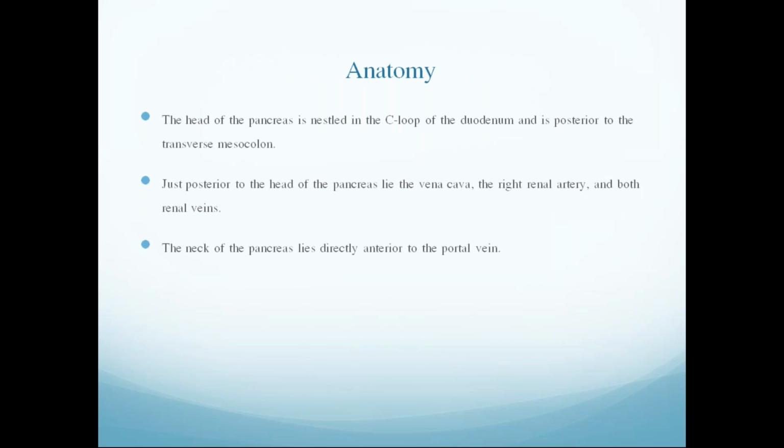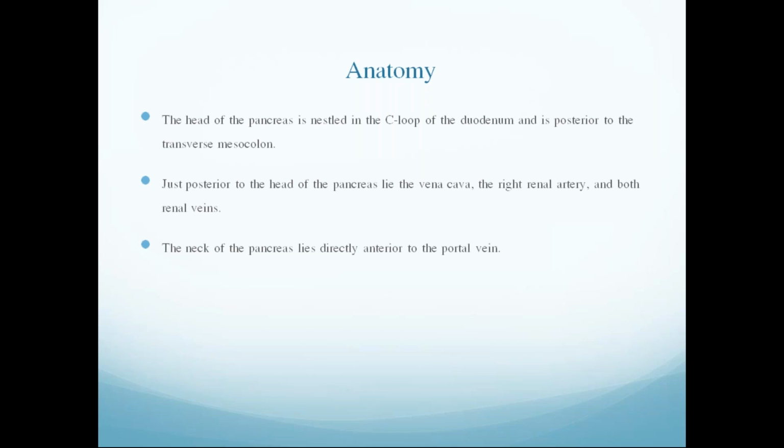Okay, so the head of the pancreas is present in the C loop of the duodenum. The duodenum curves from D1, D2, and D3, and it takes a C loop. In that C loop is situated the head of the pancreas, and it is posterior to the transverse mesocolon. Above the head of the pancreas traverses the transverse mesocolon. So anatomically, it is present in the C loop, posterior to the transverse mesocolon.